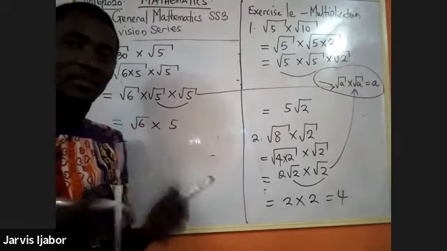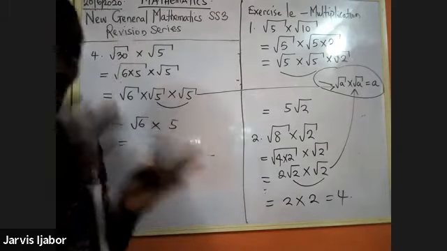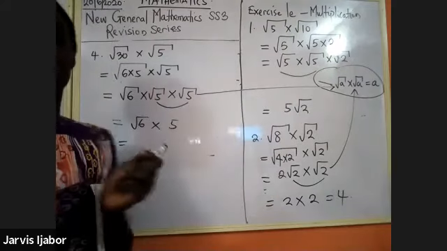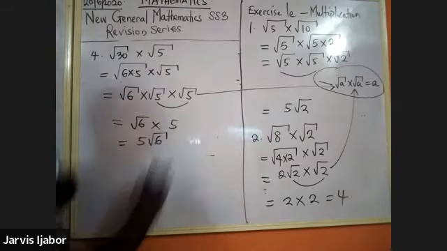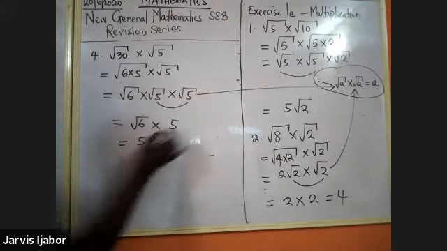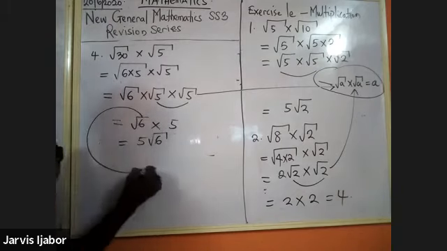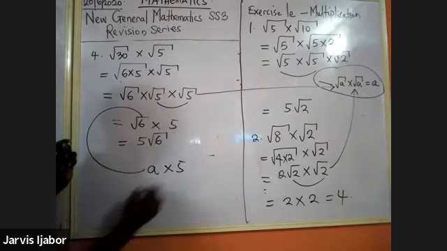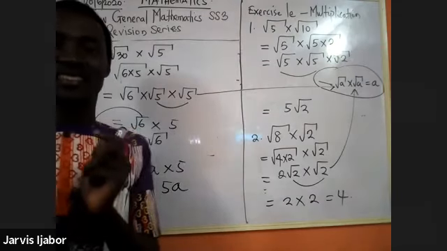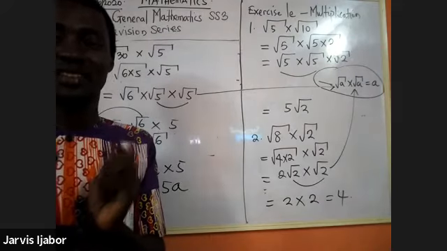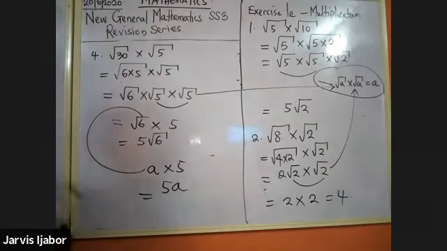You can send chats. When you watch this podcast and some of these things, they send chats, and the chat can also help the teacher to redirect what he's doing. Thank you. I like that. Very good. So this is 5 root 6. Remember, I said that this 5 is root 5, and this is like root 6. This is like saying a times 5. How do you write it in algebra? It will be 5a. Is that clear? All right. Wonderful.